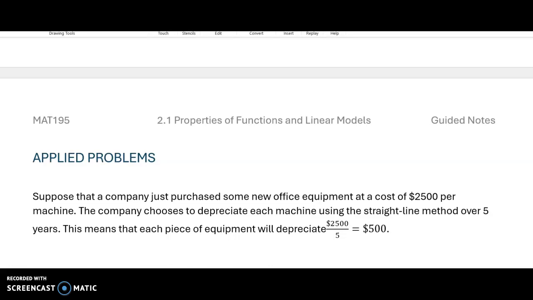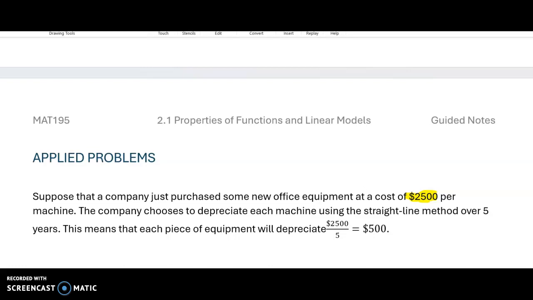In this video, we're going to go beyond the basics with properties of functions and linear models, section 2.1. We're going to start with an applied problem. Let's read this. It says, suppose that a company just purchased some new office equipment at a cost of $2,500 per machine. The company chooses to depreciate each machine using a straight line method over 5 years.